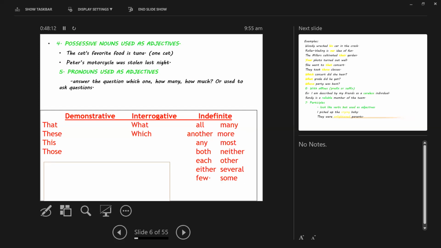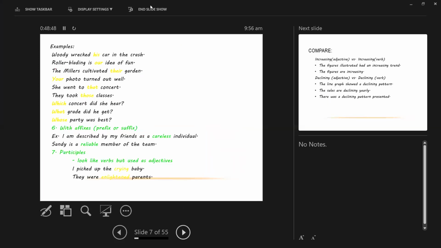As you can see, these pronouns are all indefinite because they don't specify the amount or the quantity of something. So these are the different types of pronouns used as adjectives: that, these, this, those, what, which, and the list here in the indefinite list. Again, no need to take screenshots. Now let's read some examples.